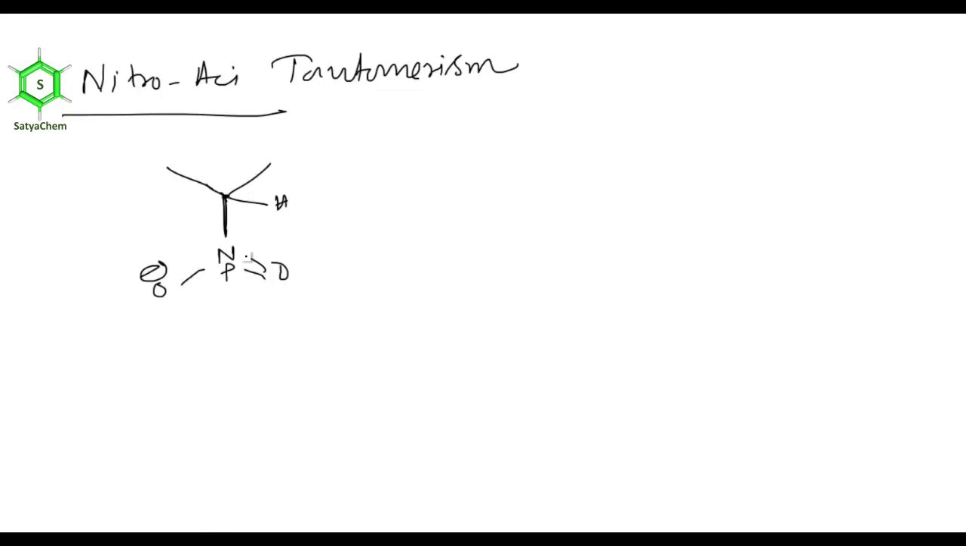Clear? Now again a 1,3 proton shift. Now this proton gets shifted to this oxygen. This oxygen. Clear? Now I am drawing the resonance canonical form of this nitro form. It is very easy. Clear? So the acid form will be this. This is the acid form.